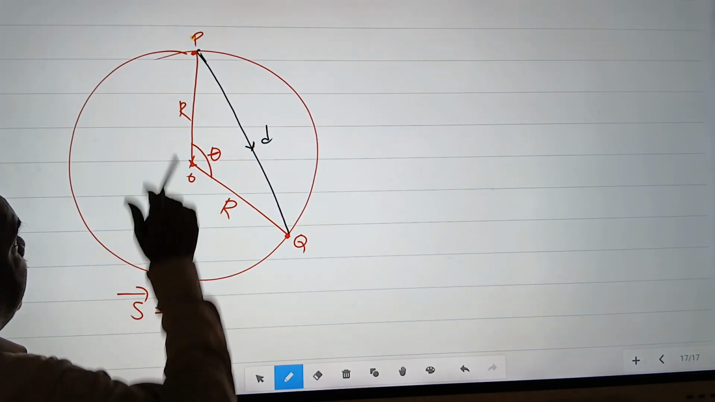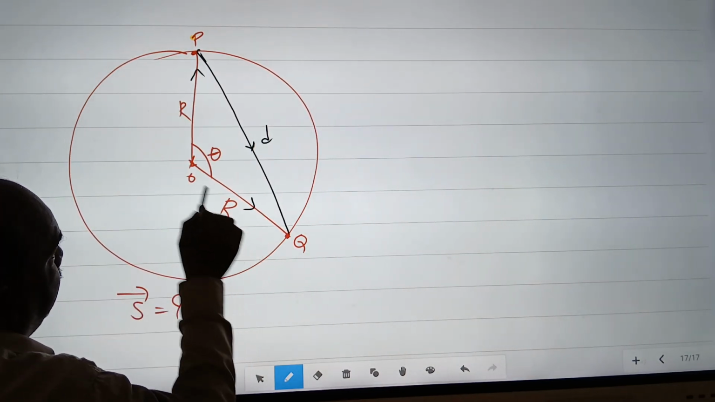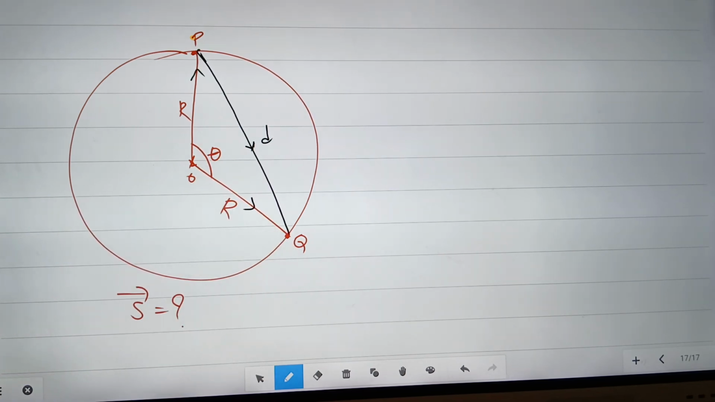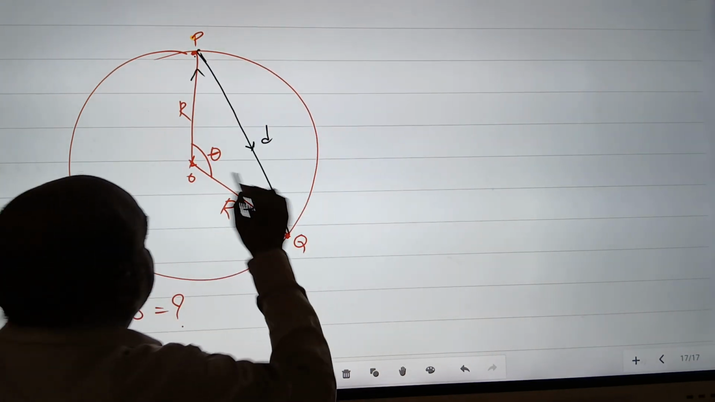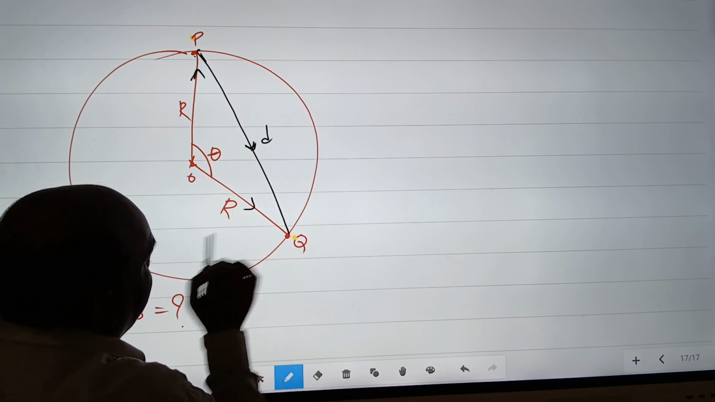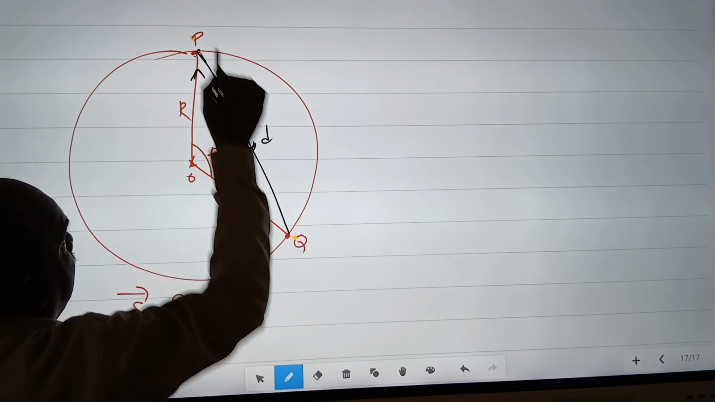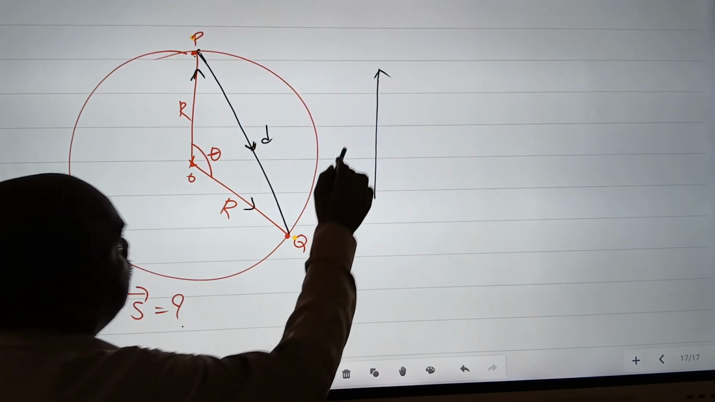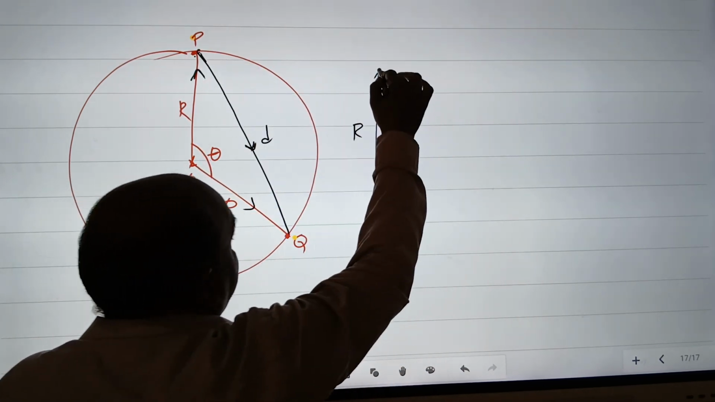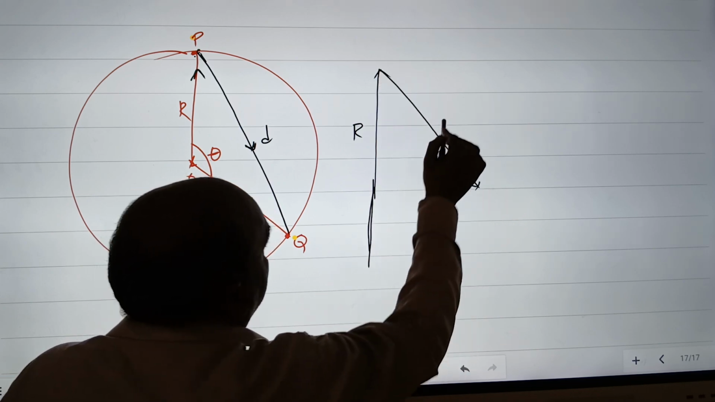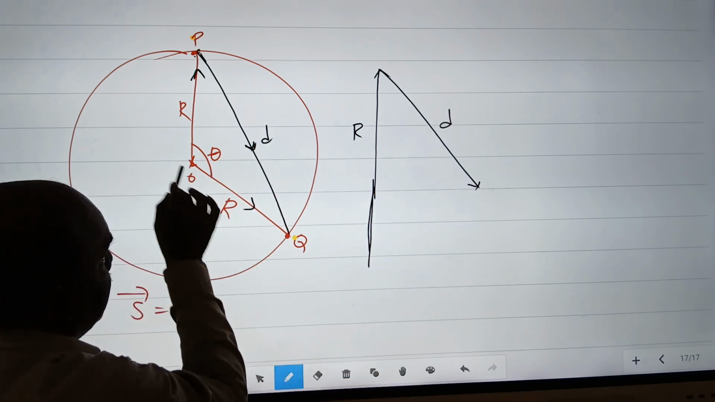How to add two vectors, beta? This is the first vector. This is another vector. Origin to point P, origin to point Q. How to add two vectors? Head tail concept. This is the head of the first vector. This is the head of the second vector. This is the tail. See here, the same diagram I will draw here. This is the first vector, and this is the resultant vector D. This is the second vector.